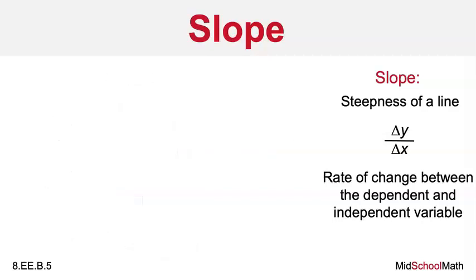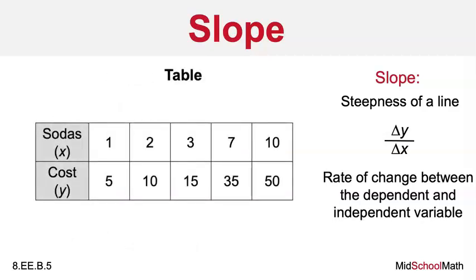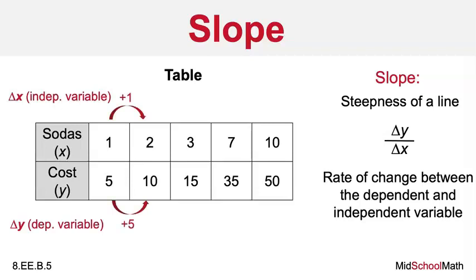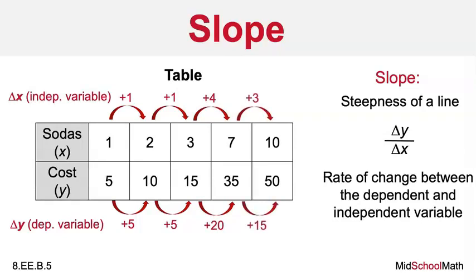Let's look at the table we had before. This time we are going to analyze the change between entries, looking at the change in y values and the change in x values. Starting with 1 soda for $5, if we add 1 more soda, we add $5 more to the cost. 1 more soda, $5 more. 4 more sodas, that would be $20 more. 3 more sodas, $15 more.